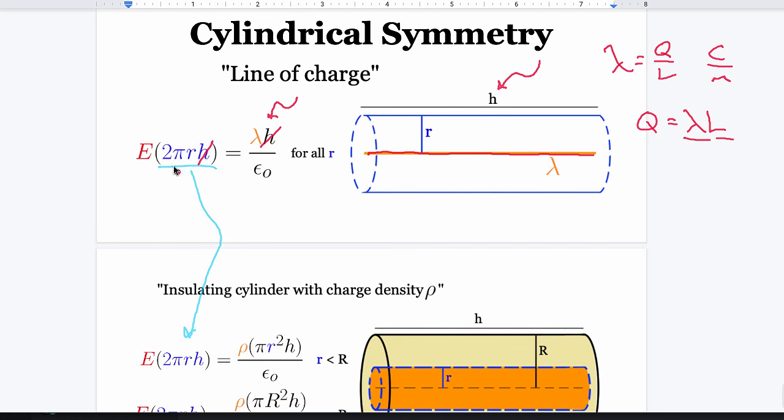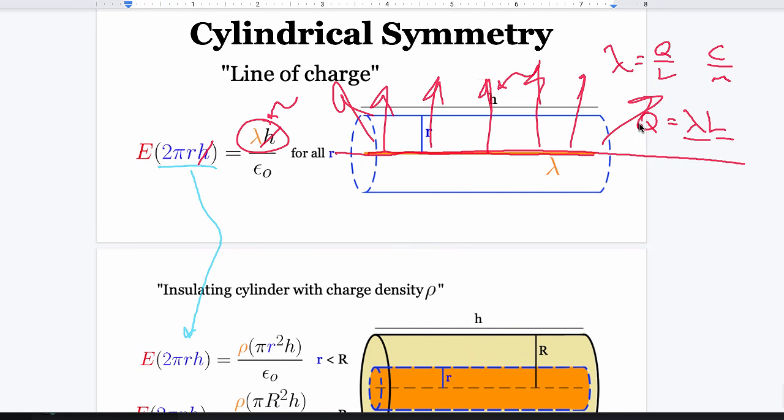The h would cancel h. You'd move the 2 pi over and you'd get what you'd get. So this would be the amount of charge enclosed. This has to be an infinitely long line of charge so that you can say the E always points straight out and you never get any of these weird edge effects.